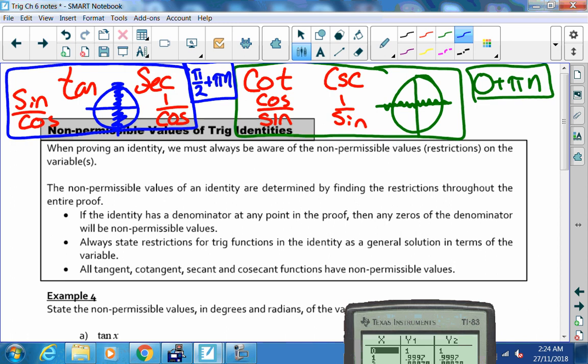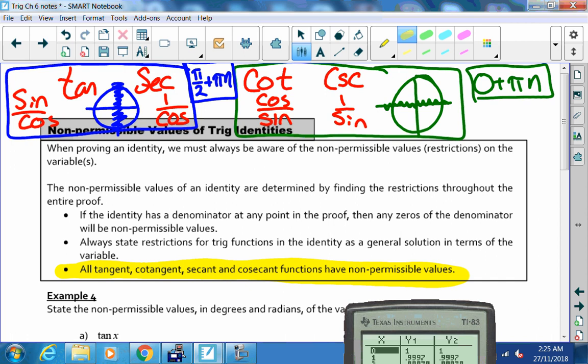So, built-in limitations. Anytime you see cosecant, secant, tangent, or cotangent, you always know that there's a non-permissible, and you can just write that right out. So those are the built-in restrictions. Also, anytime there's a denominator, at any point in the proof, then any zeros in the denominator are also non-permissible. So again, there's two kinds of non-permissibles.